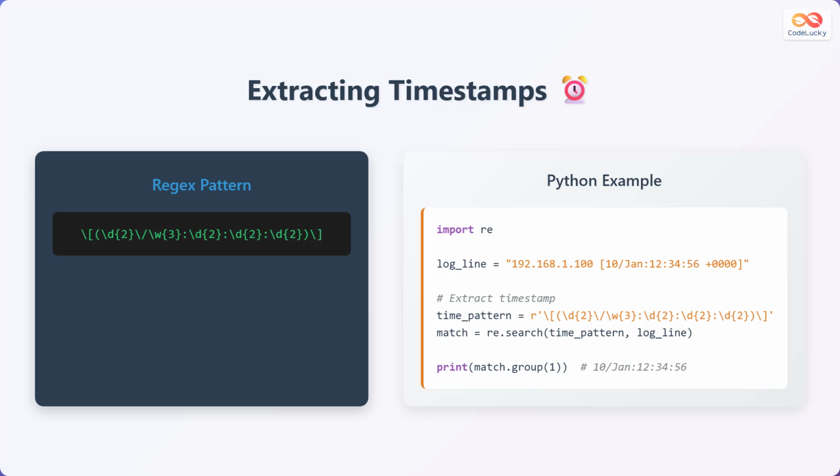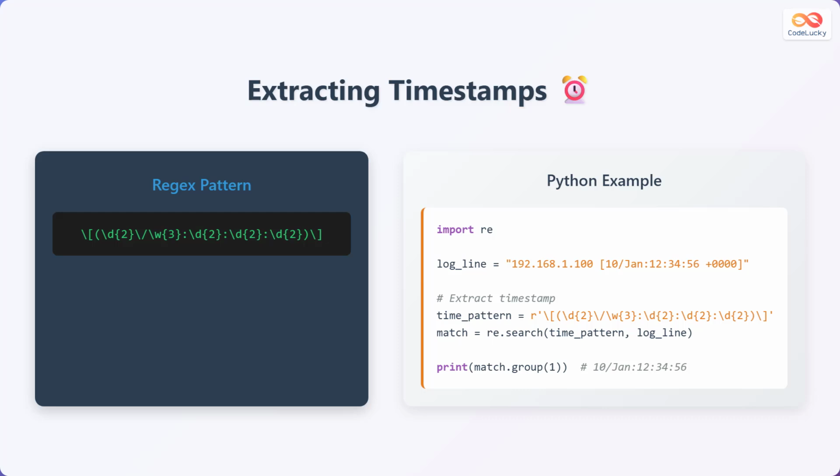Now let's extract timestamps from log files. The regex pattern is open square bracket, open parenthesis, \d, curly braces 2, \w, curly braces 3, :\d, curly braces 2, \d, curly braces 2, \d, curly braces 2, close parenthesis, close square bracket. Here's a Python example.